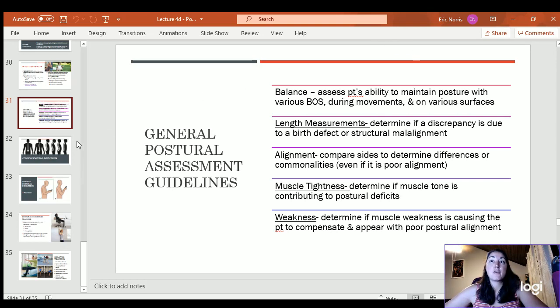Sometimes if one muscle is weak, they'll compensate by another. So look for the tight muscles, which may be the compensation, and the opposite muscle would be the weak one.